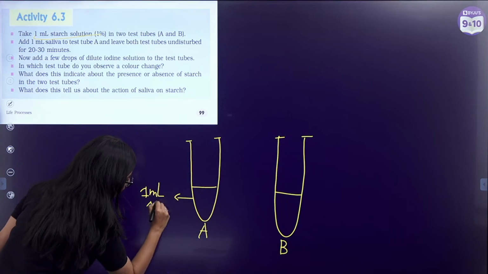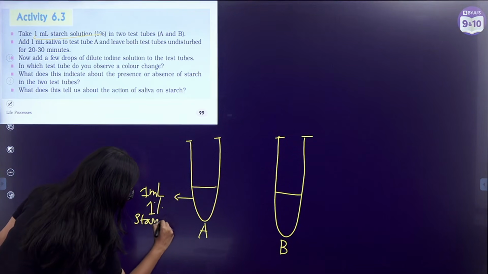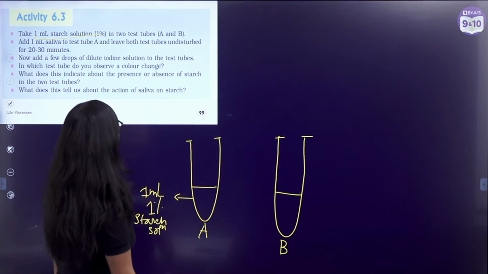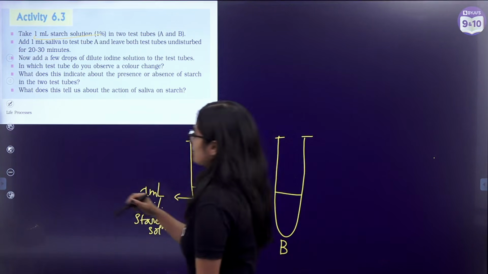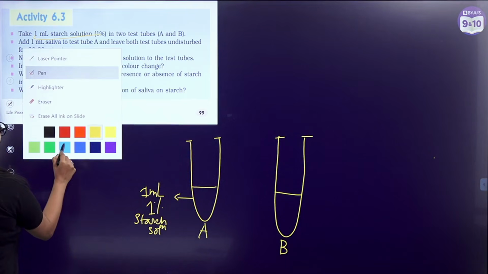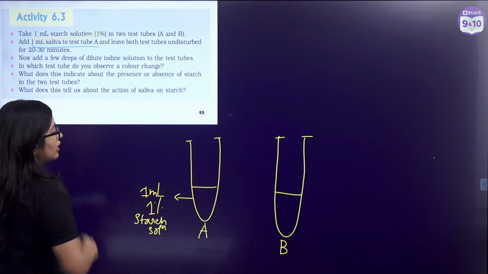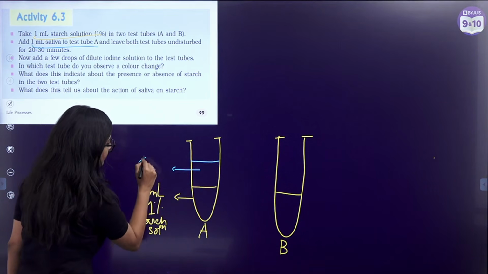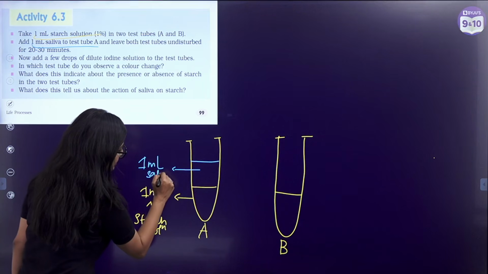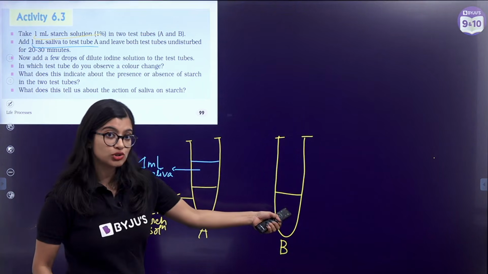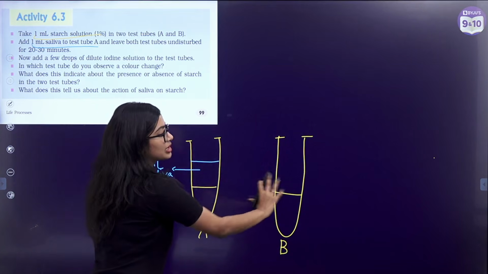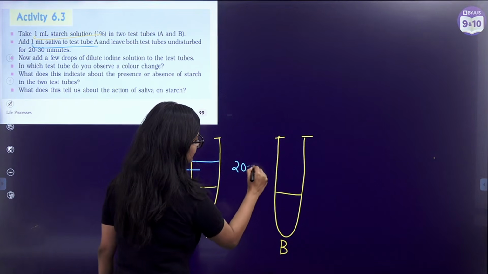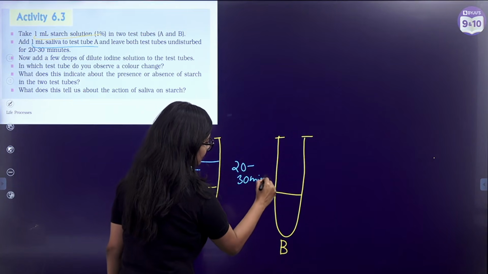1 ml of 1% starch solution in both the cases, okay? Now, of course, what I'm going to do is add 1 ml of saliva to test tube A. Am I adding anything to solution B? No. Solution B is going to be left undisturbed. Now we are going to leave this as it is for 20 to 30 minutes.